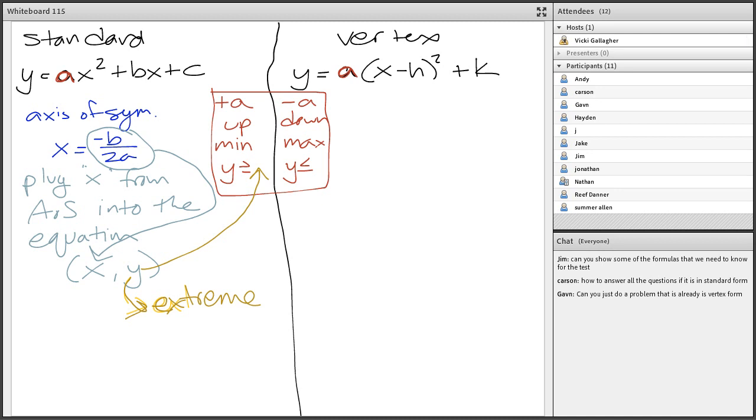Sorry. On standard form, you can find your y-intercept pretty easily.